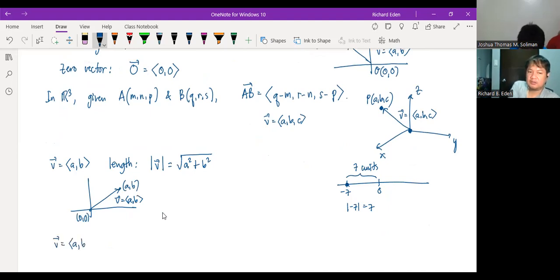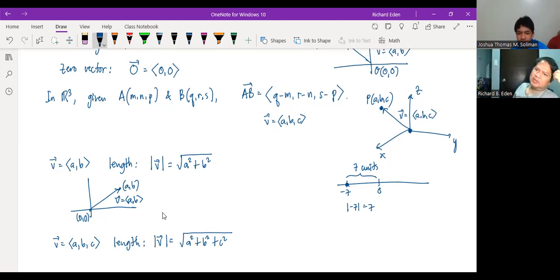What about in three-dimensional space? So our vectors have three components. The length is going to be very similar: A squared plus B squared plus C squared. So, ano po, the Pythagorean theorem of three dimensions? Yeah, the distance formula, actually. Pero ganito kasi.